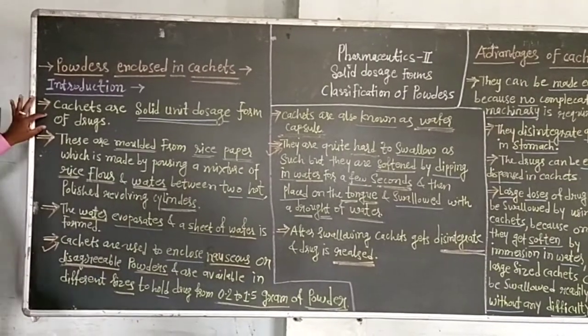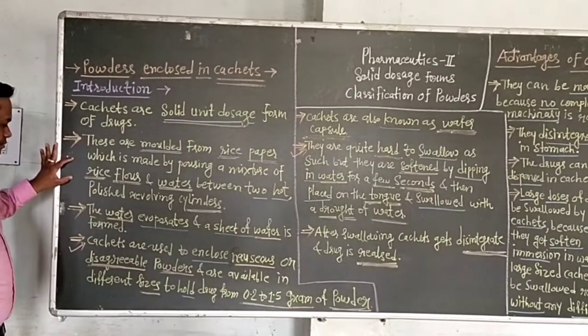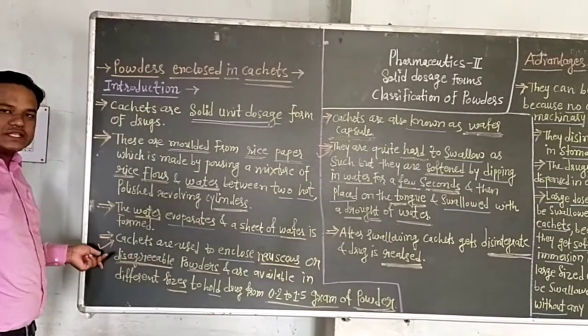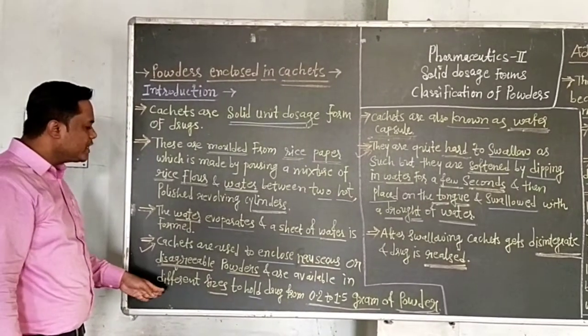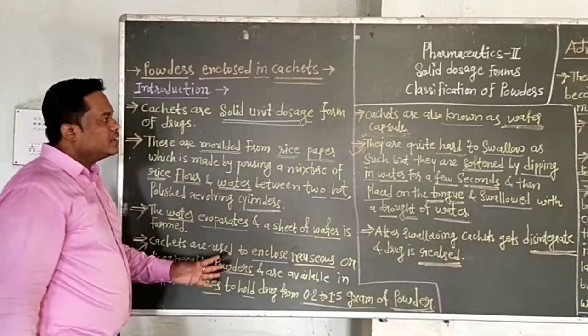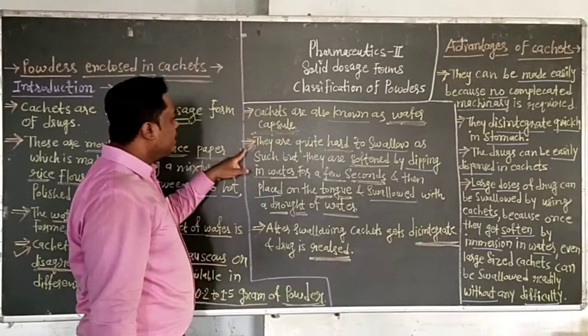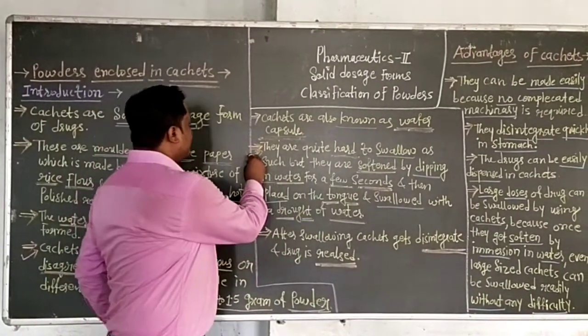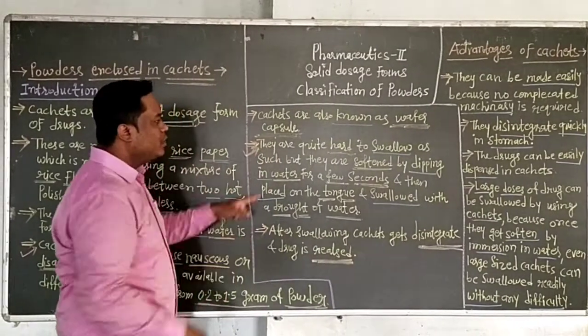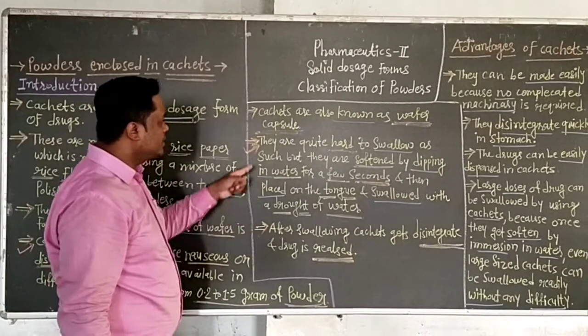What is cachets? How is it prepared? What is the use of cachets? Why are cachets prepared? And what is the drug holding capacity of cachets? Then next we have to show the synonym. It is called vapor capsule. Then next, what is the condition of cachets? How is it taken? Because it is quite hard.